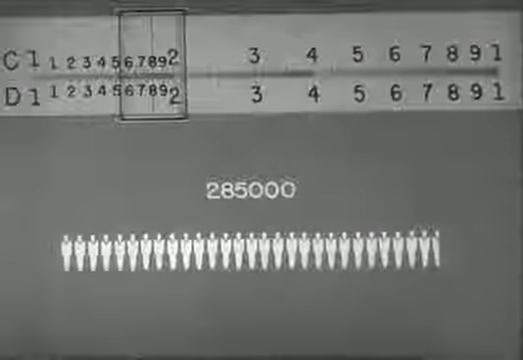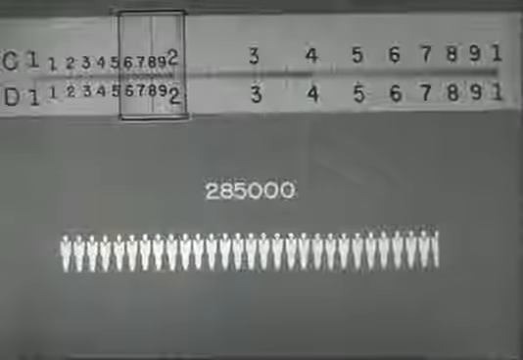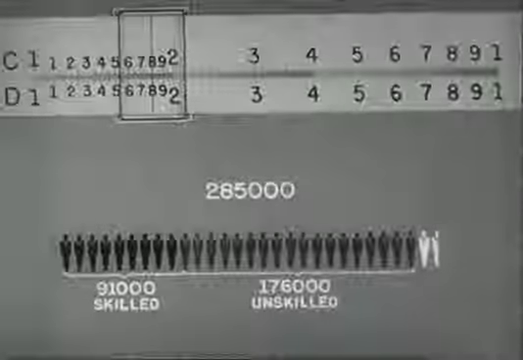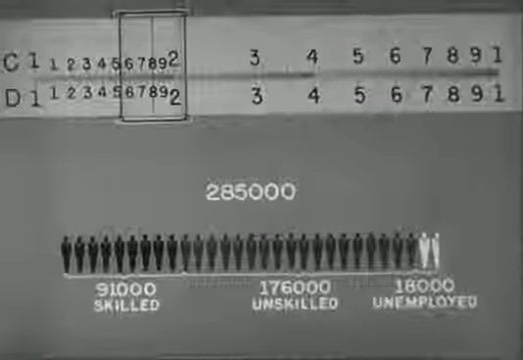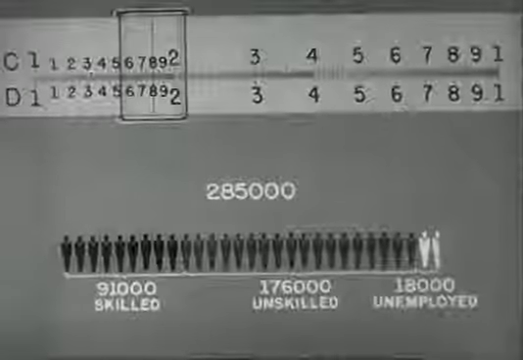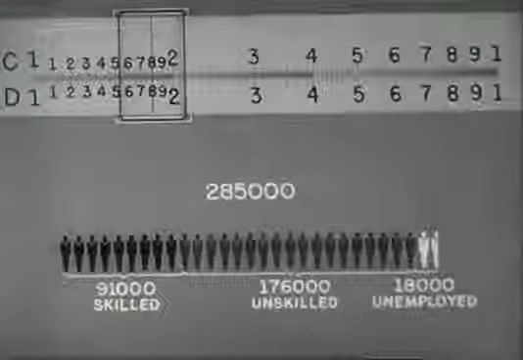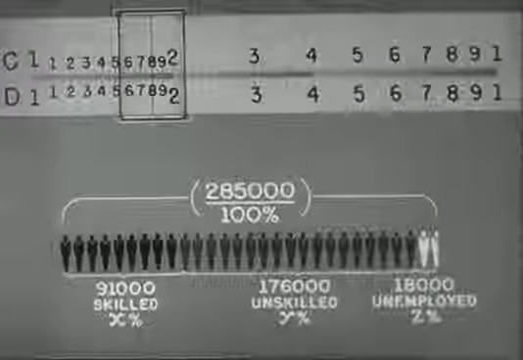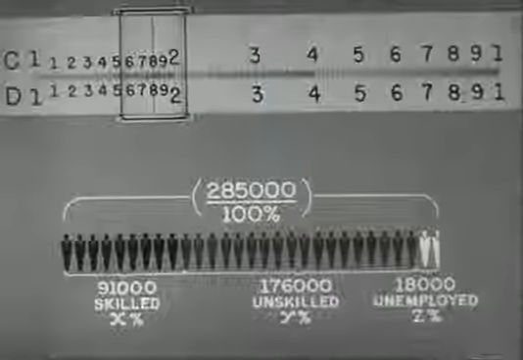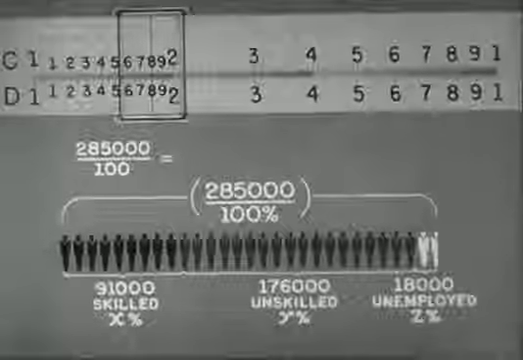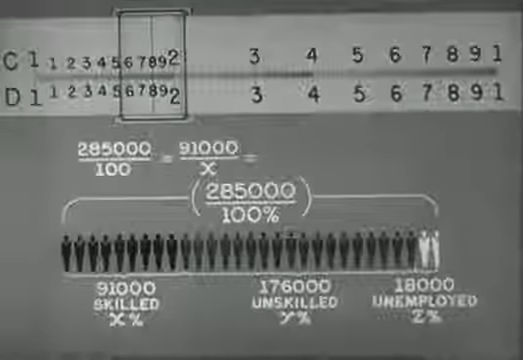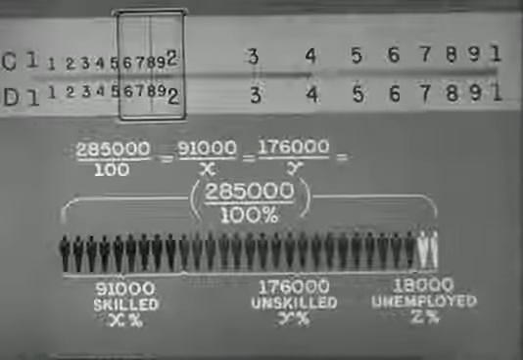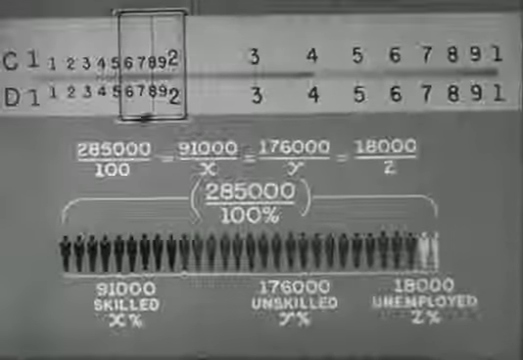Problems in percentage may also be worked by proportion. Of 285,000 men, 91,000 are skilled workmen, 176,000 unskilled, and 18,000 unemployed. What is the percentage in each group? 285,000 is 100%. Find the percentages of x, y, and z. Stating the problem in terms of proportion, 285,000 is to 100, as 91,000 is to x, as 176,000 is to y, as 18,000 is to z.